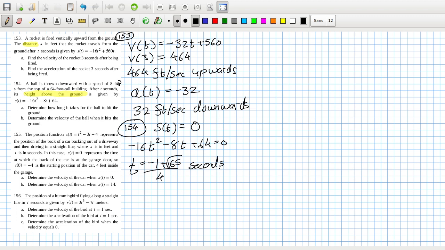And its velocity, well, it's downwards at least, and the derivative is minus 32t minus 8. So the velocity at minus 1 plus root 65 over 4. Okay, so just sub that in. Okay, it's downward, minus 8 root 65 feet per second downwards.